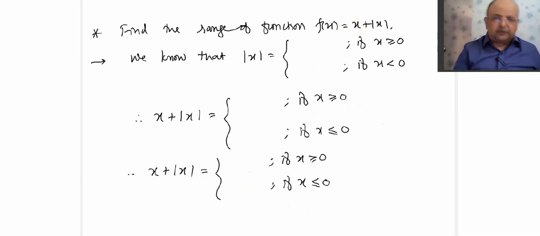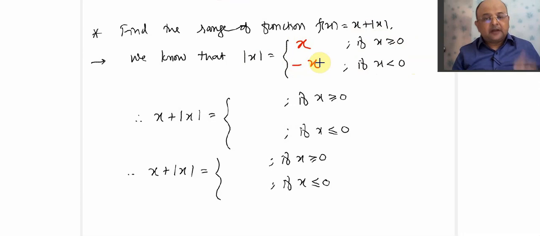See, again you have to deal with mod x. If x is greater than or equal to 0, mod x is x. And if x is less than 0, mod x is negative x. I add x to both the sides. So this will become x plus mod x. x plus x will be 2x. If I add x to negative x, this will be 0.